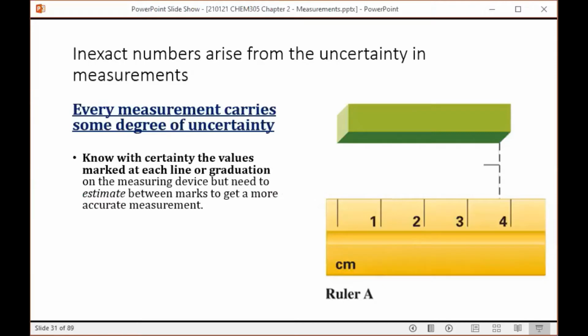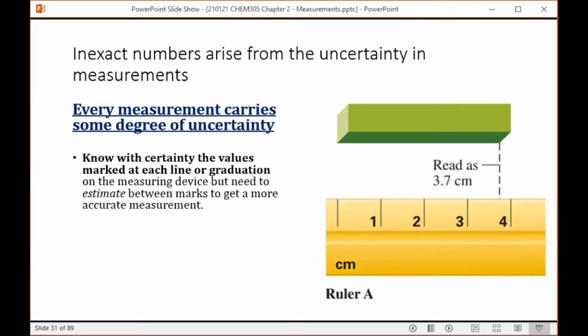So inexact numbers are going to arise from the uncertainty that's inherent in measurements. Every measurement carries some degree of uncertainty. If you think about measurements, a measurement is comparing an object to a standard. In the image shown, our object is the green bar, and our standard is the ruler that's in centimeters. When we're measuring our object, the green bar, we know with certainty the values marked at each line or graduation on our measuring device. Our ruler has markings every 1 centimeter. But to get our measurement, we actually estimate between the markings to get a more accurate measurement.